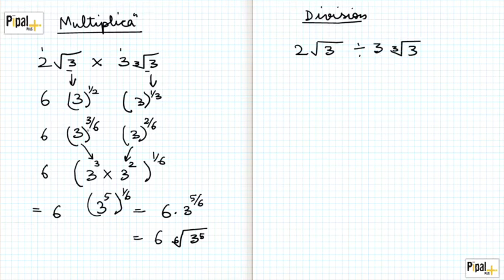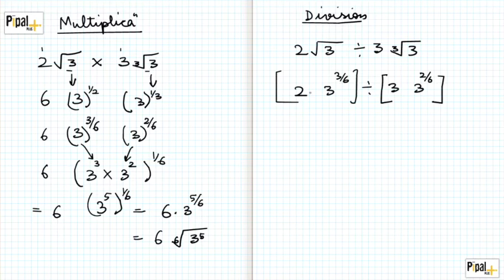So exactly like what I did here. So I have 2 and I have 3 to the power 3 by 6, right? Then this thing is getting divided by, we have 3 and we have 3 to the power 2 by 6, right? So 2 and 3 can get separated. So this 2 and this 3, they come here, right?